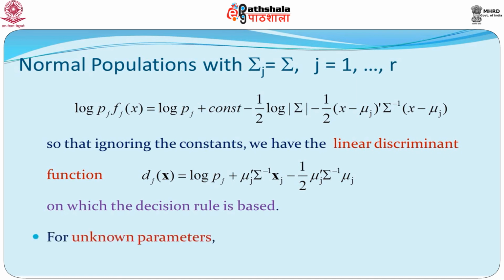For unknown parameters, again the sigma and the mu_j's can be replaced by their sample versions. So, we have the mu_j's replaced by the corresponding sample means x_j bar, and sigma replaced by the pooled variance S.